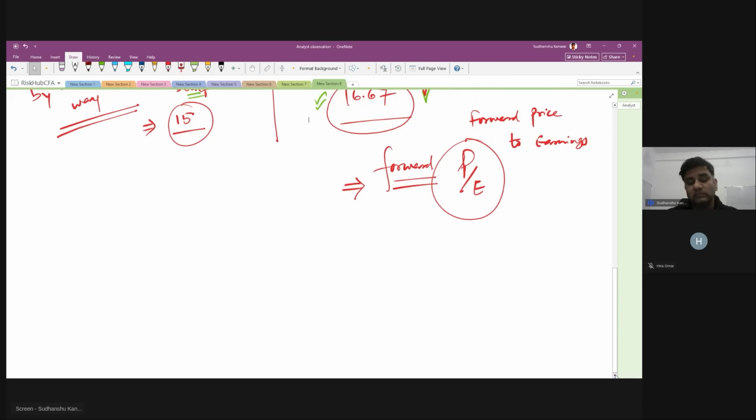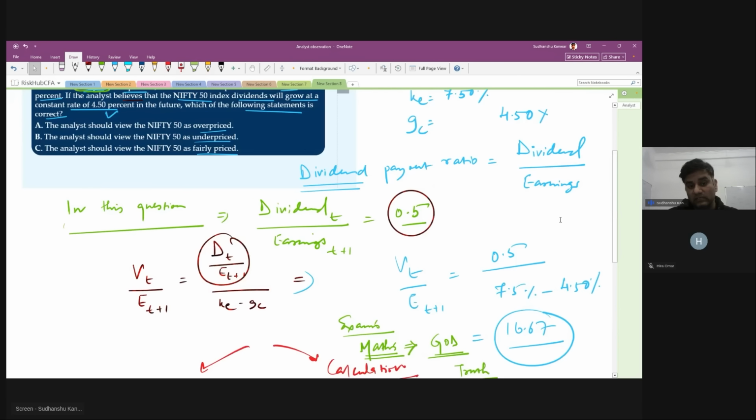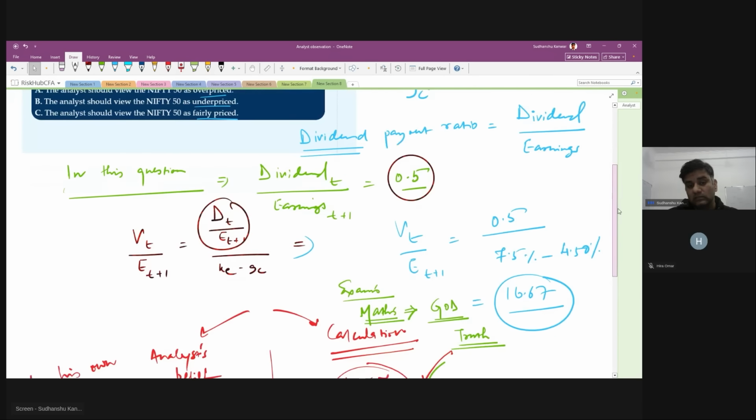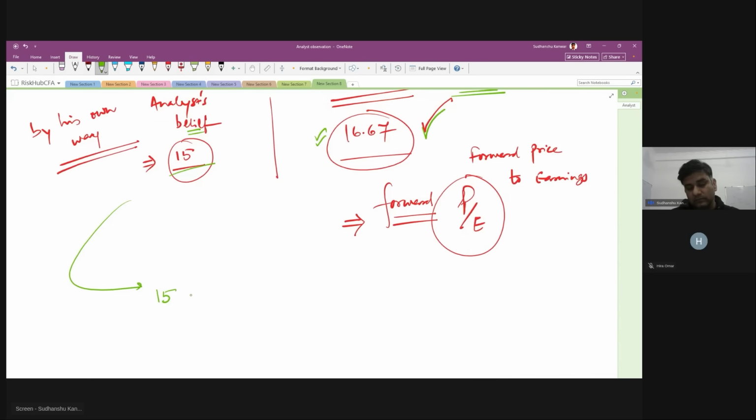If the analyst has taken 15, let me put 15 as your forward price to earnings, which is V0/E1. Then I should put the same thing. Basically my formula was V0/E1. This is very confusing, guys. That's why I'm trying to explain. Once you understand, you will figure it out. But the first time, whenever somebody does it, they always get confused.